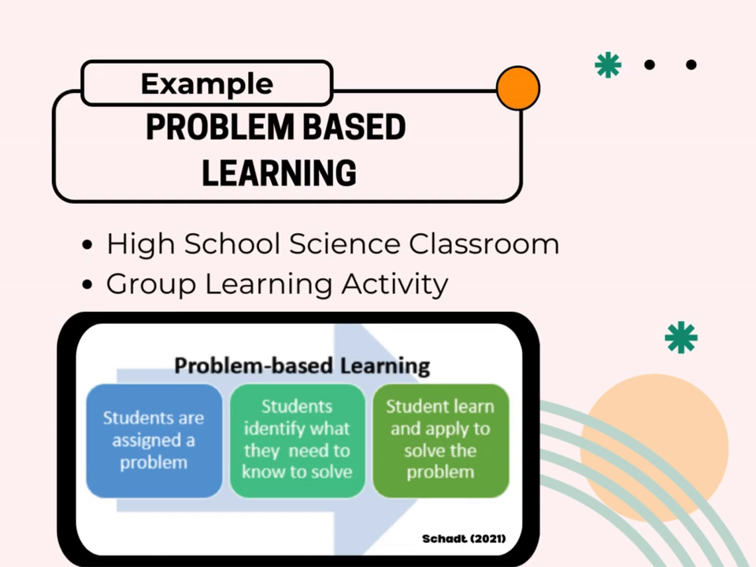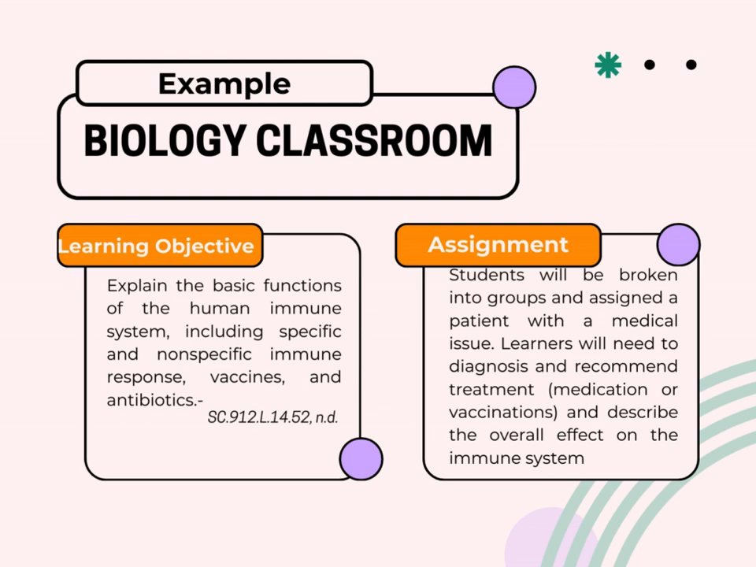They should be told of the learning objective and assigned a problem. Once they're assigned a problem, they need to identify what they need to know to solve it and learn how to apply their new information and solve the problem. For the example we are going to be looking at, the student's learning objective is to explain the basic functions of the human immune system, including specific and nonspecific immune responses, vaccines, and antibiotics.